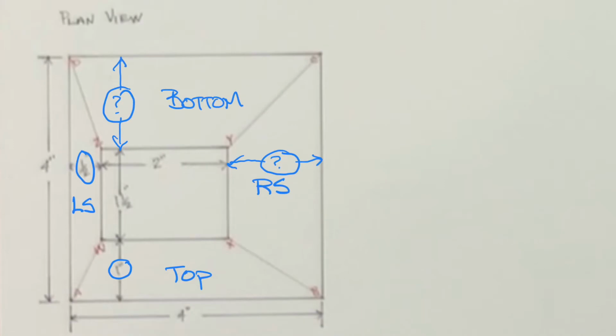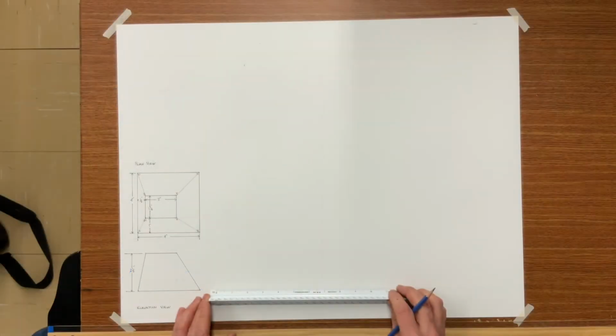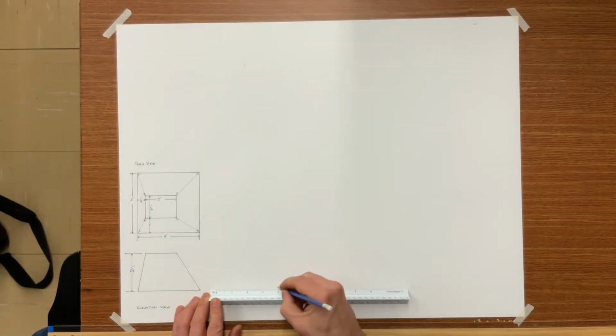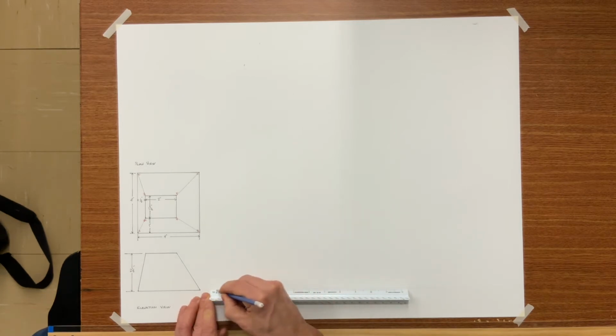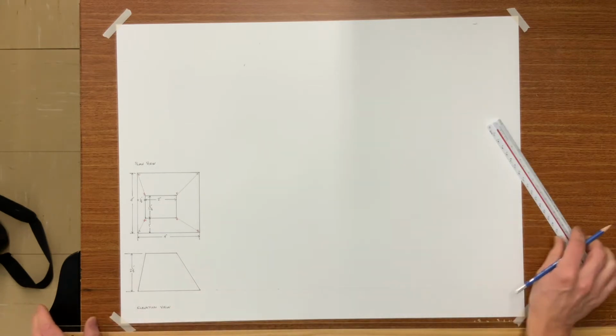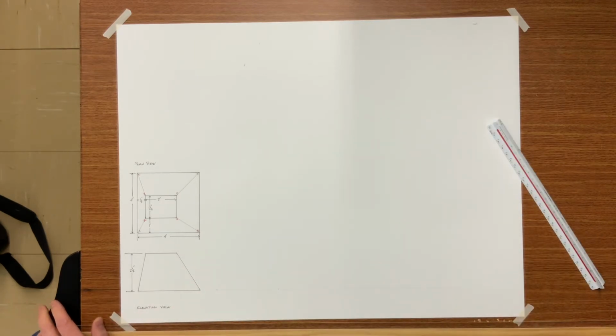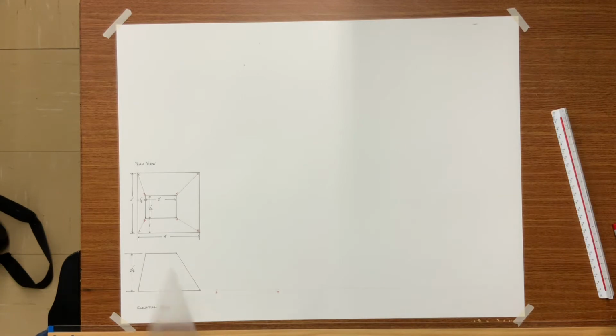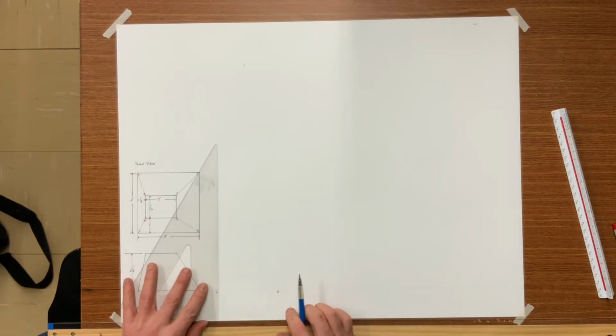This just shows you that the four-piece transition has a top, a bottom, a right side, and a left side. I will now start developing the top cheek. The bottom of the opening is 4 inches.